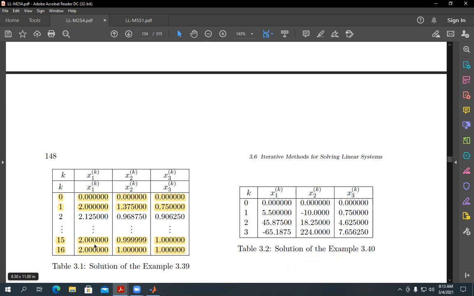So you can see here the Jacobi method is a very simple method to use, but it is not a method with very fast convergence, because to approach the accuracy of 10 to the power minus 6, we have to use the formula many times. How many times do we have to use the formula?